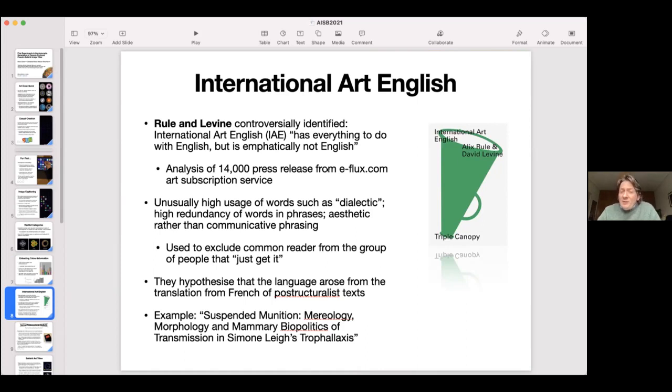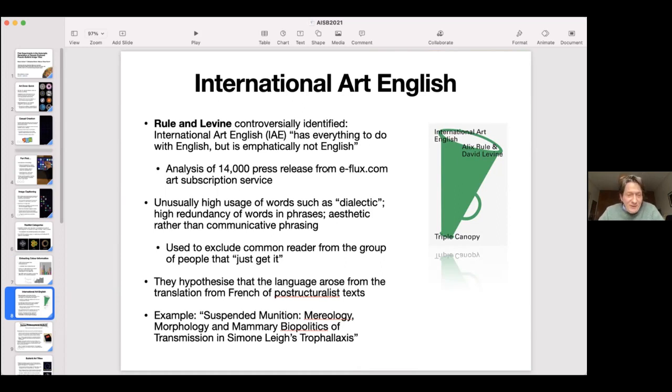And they hypothesize that this is really used to exclude common readers from the group of people who just get it. It's elitism, basically. And they hypothesize this comes from the fact that lots of post-structuralist texts were translated from the French, and that gave an opportunity to obfuscate, really.